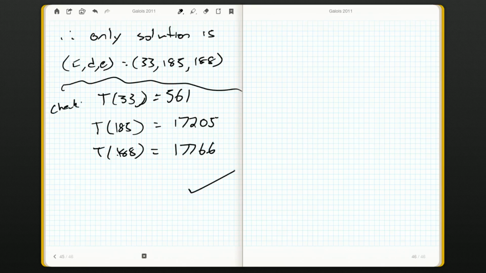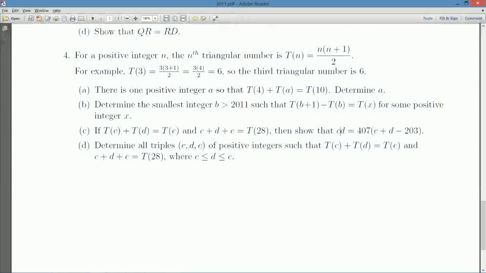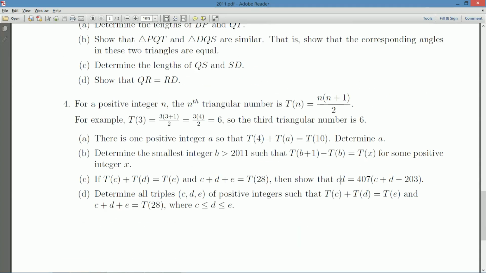So we got them all. Well, we got them all. There was only one. So that does it for the 2011 Galois. I must say those last two questions, I certainly thought I had the right method, but it turns out I was doing way too much calculation.